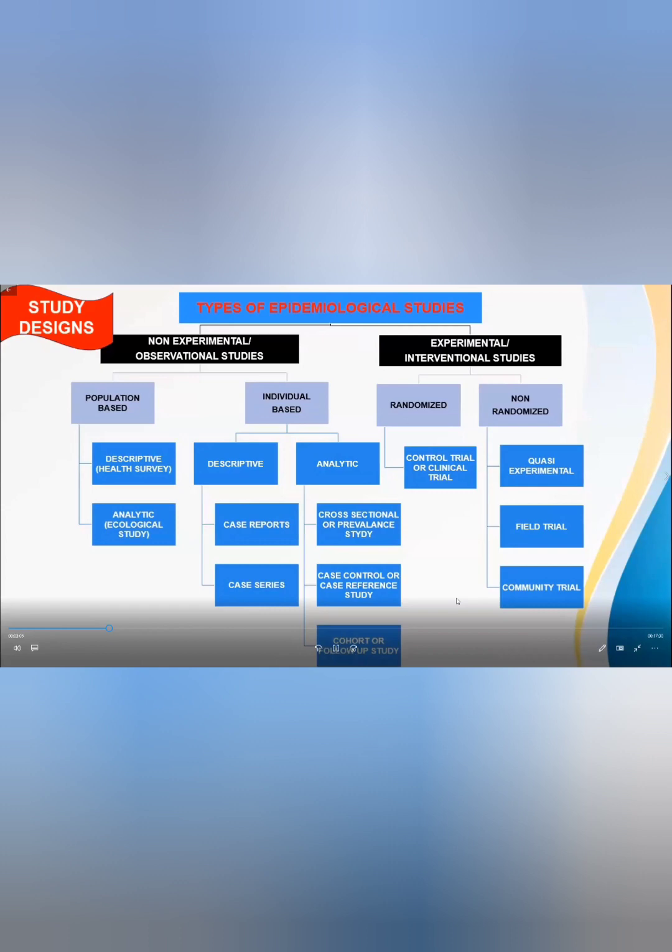The interventional studies are divided into randomized and non-randomized studies. The randomized ones are clinical trials, and the non-randomized ones are quasi-experimental, field trial, and community trial. Now we will see about all these study designs one by one.